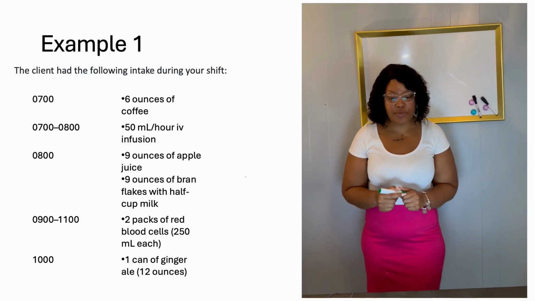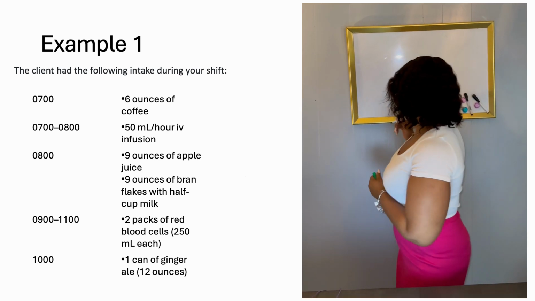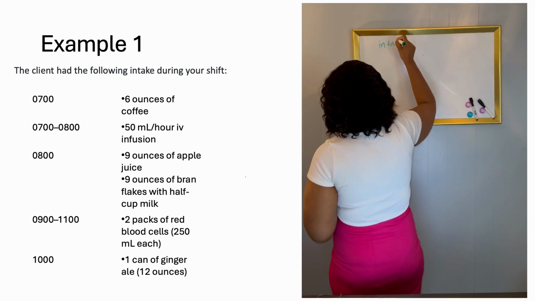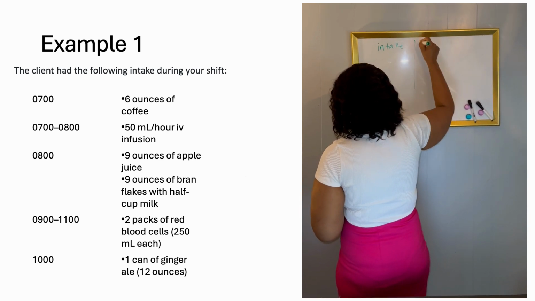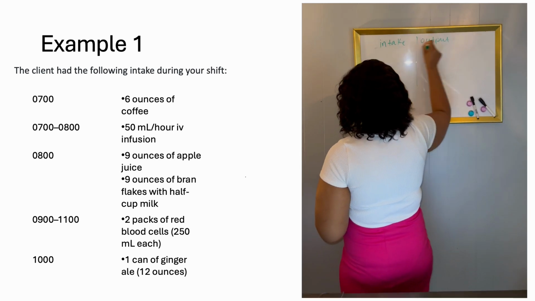The problem says we have 6 ounces of coffee. What we want to do is draw a little chart, which is what I like to do. I like to put intake on one side and output on the other so we can keep it all together.